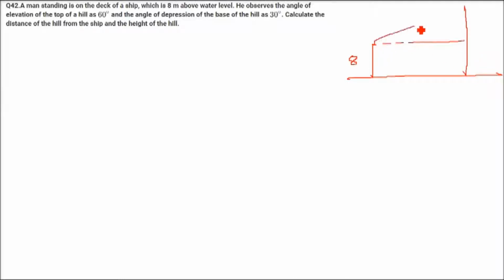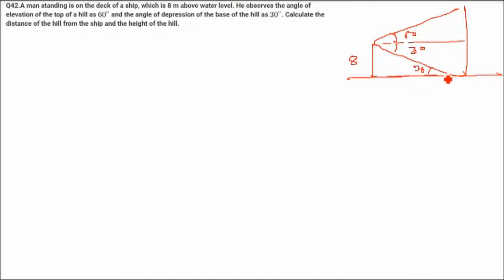Now this is the horizontal. The angle of elevation and angle of depression are given. This angle of elevation is given to be 60 degrees, and to the base of the hill, the angle of depression is given as 30 degrees. This will also be 30. Now calculate the distance of the hill from the ship.